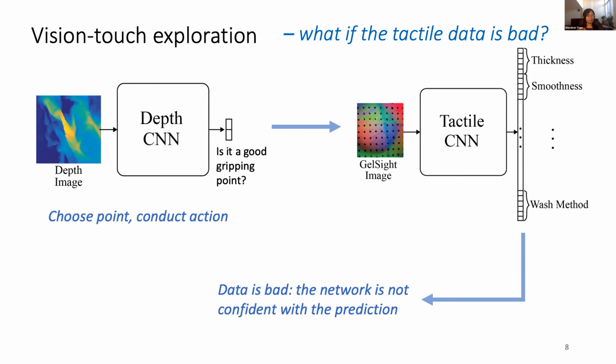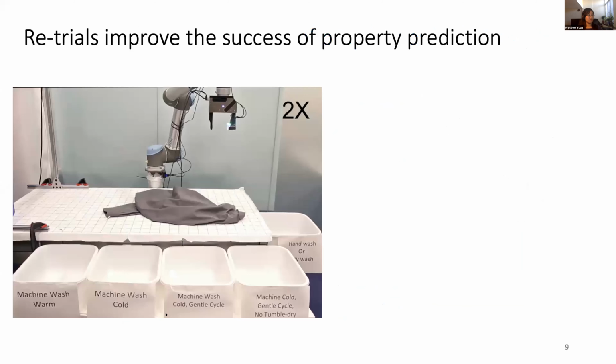The way we understand whether this data is good or bad is by measuring the confidence of the property predictions. In other words, if the network is predicting properties like thickness or smoothness, but the confidence is low, it's more likely the data we get is confusing, and we need to ask the robot to go back, grasp again, and do another loop. This closed-loop perception turns out to be very helpful to get the robot a better understanding of the properties.